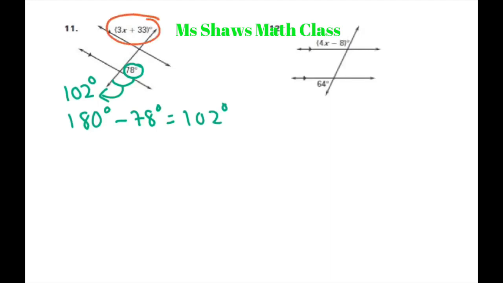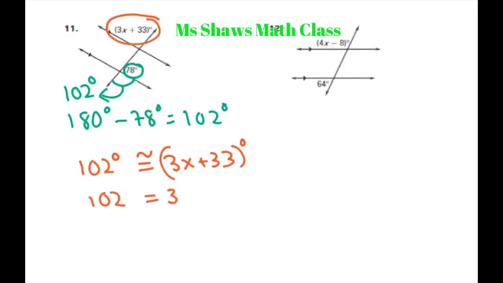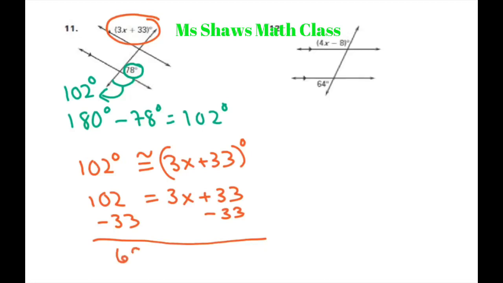exterior angle theorem, and I know 102 degrees is congruent to 3x plus 33 degrees. So just set that up and solve for x. Subtract 33 from both sides of the equation, and you get 102 minus 33 gives you 69 equals 3x, and divide both sides by 3, and that gives you 23. So x is 23.